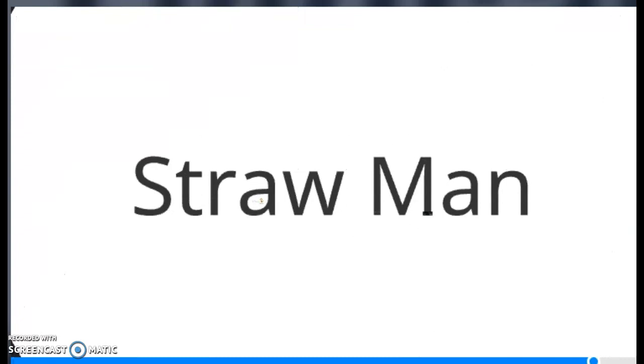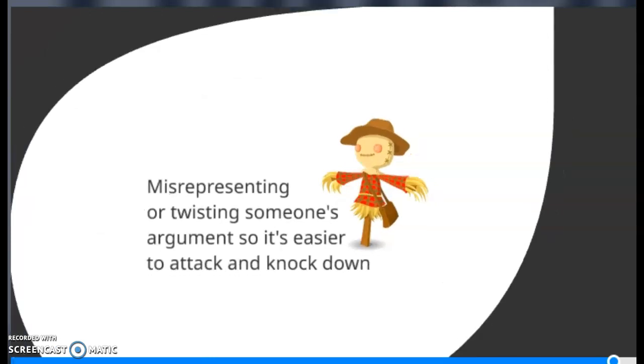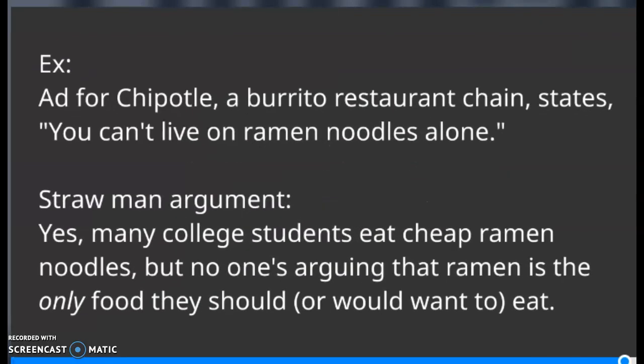Another logical fallacy is the straw man. This is misrepresenting or twisting someone's argument so it's easier to attack and knock it down. Here's a classic ad from Chipotle, a burrito restaurant. They stated, "You can't live on ramen noodles alone," which is a straw man argument because yes, many college students will eat cheap ramen noodles, but no one argues that ramen is the only food that those college students should be eating, and no one actually thinks that it is the only food that those college students are eating.